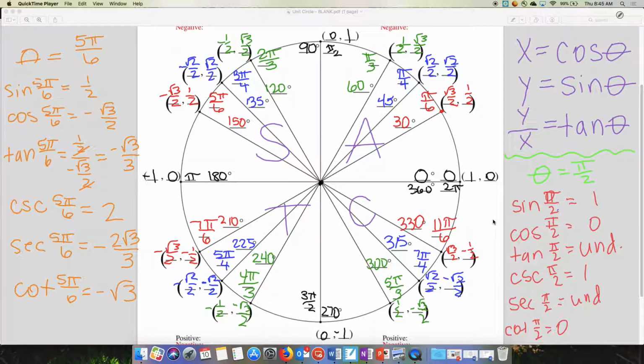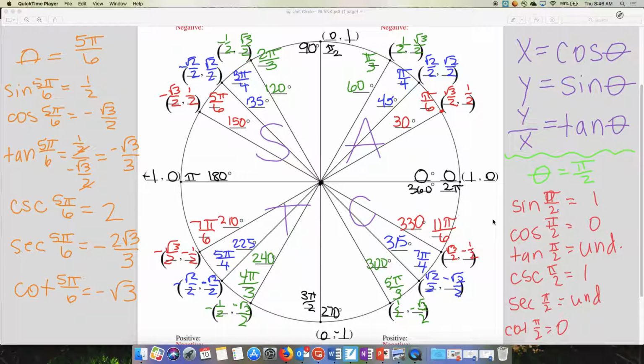Okay, so let's go back to 30 degrees. X is square root of 3 over 2. Y is square root of 1 over 2. 45 degrees. Square root of 2 over 2 for x. Square root of 2 over 2 for y. I can't really do that one very well. Okay? 60 degrees. Square root of 1 over 2 for x. Square root of 3 over 2 for y.